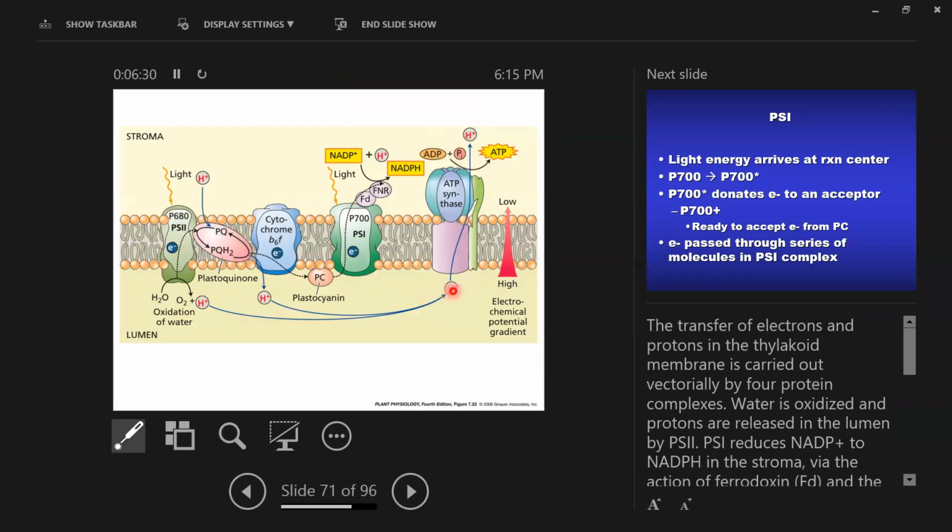So here they're trying to show the protons flowing through and then the synthesis of ATP. That's one of the huge payoffs of doing the light reactions, to get that ATP.